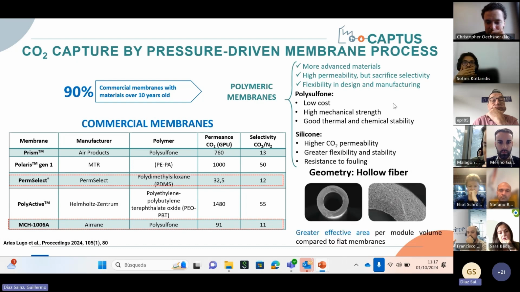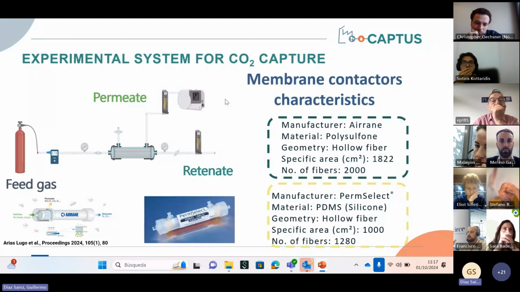About the geometry, as we saw in the last slides, the hollow fiber membrane contactor is one of the most promising geometries because the most important advantage is the higher effective area per module compared to flat membranes. So we can have a very high area in a very small volume. About the experimental system that we use for CO2 capture, it's a very easy experimental system. We have the feed gas, for which we can use synthetic gases or real gases from the industry, and our membrane.